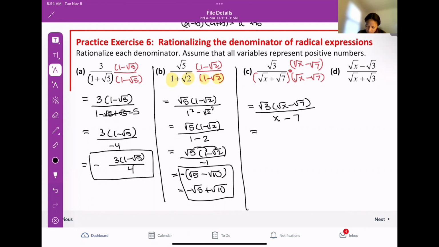All right, simplifying what's going on in the numerator here. We distribute the root 3, that's the square root of 3x minus the square root of 21 over x minus 7. That's all we can do to simplify here.